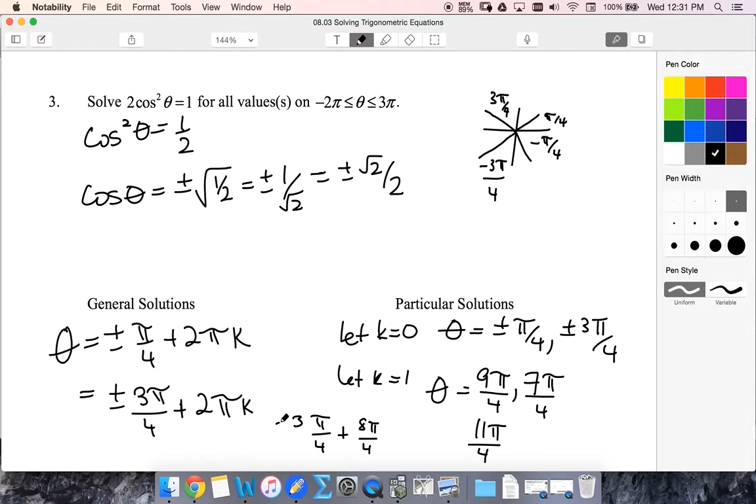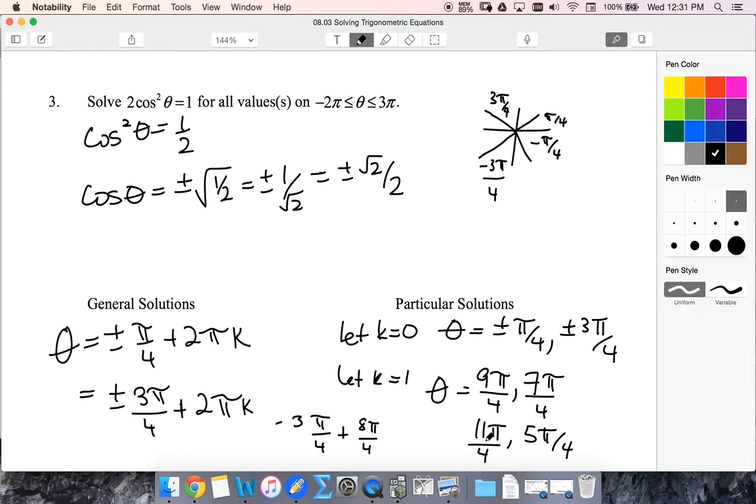Negative 3 pi over 4 plus 8 pi over 4, that's going to be 5 pi over 4. I'm still within my domain. All of those values are between negative 2 pi and 3 pi. In fact, all of these values, except for these two negatives, are all going towards this end. So notice 3 pi is my biggest value. 11 pi over 4 is really close to 3 pi.